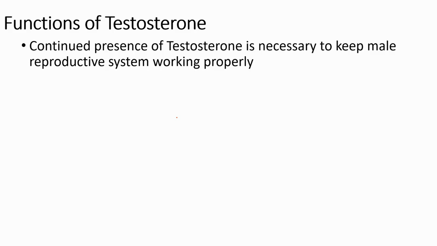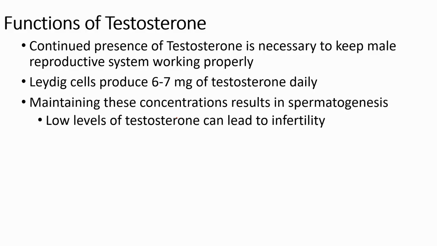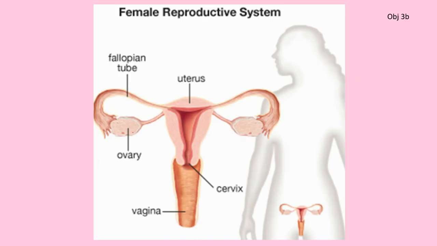Functions of testosterone, again, continued presence is necessary to keep the male reproductive system working. As a mature male, Leydig cells are going to produce about 6 to 7 milligrams of testosterone each day. Maintaining these concentrations results in spermatogenesis. So with a male, they're able to make sperm throughout the duration of their life, provided those levels stay high enough. Low levels can lead to infertility.